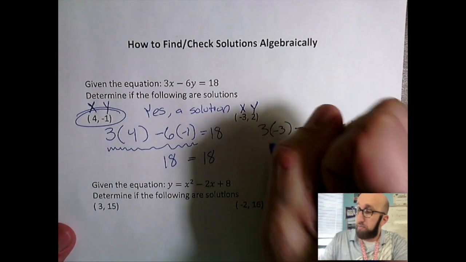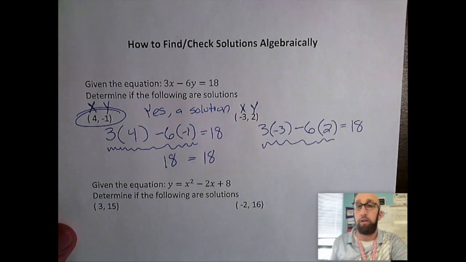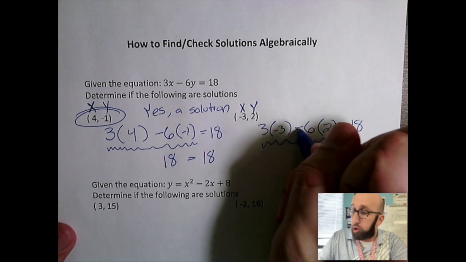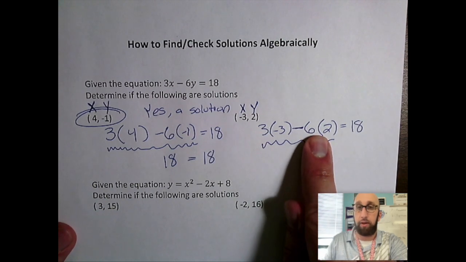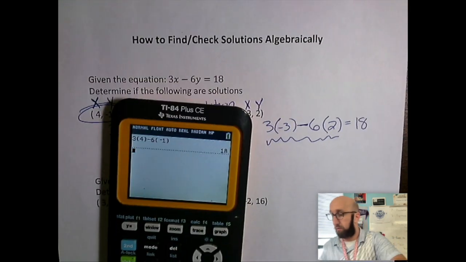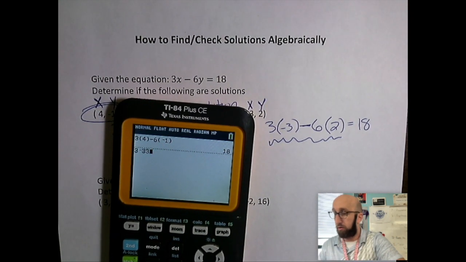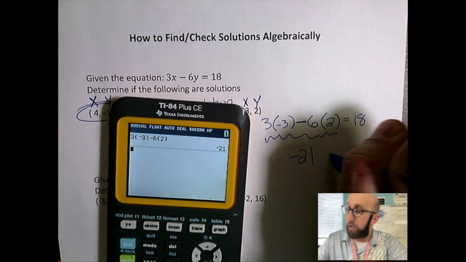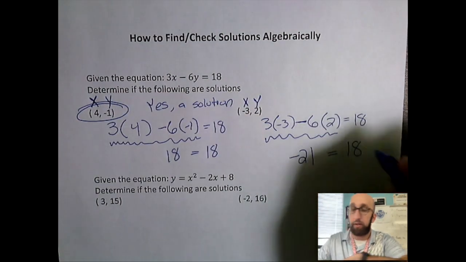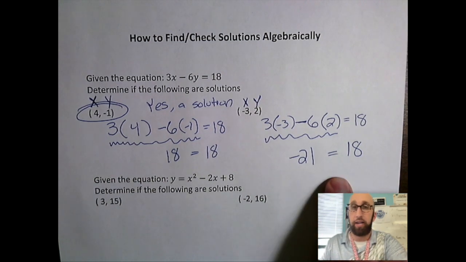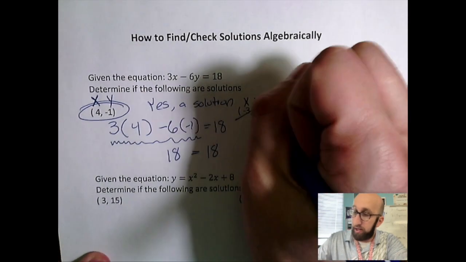And what I'm going to do is type this entire left side into a calculator. 3, parentheses, a negative 3, parentheses, subtraction 6, parentheses, 2, parentheses. I'm going to type that all in a calculator. If I type it all in, 3, negative 3, minus 6, 2, I get negative 21. Negative 21 is equal to 18. See how these two numbers are not equal. They are not equal. So what does that tell us about this point?